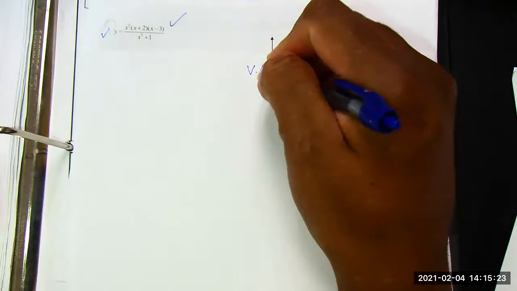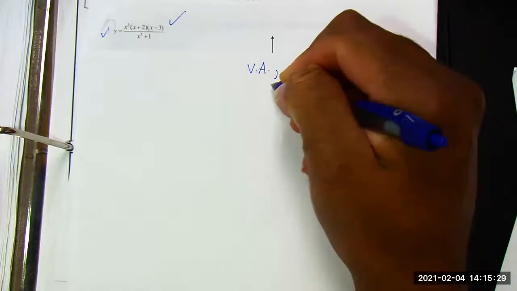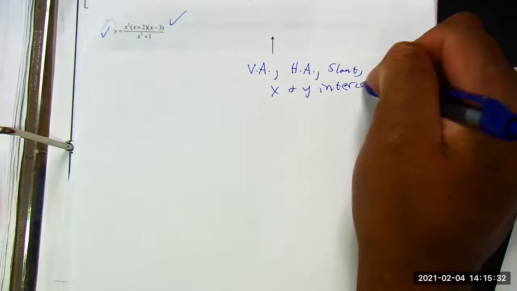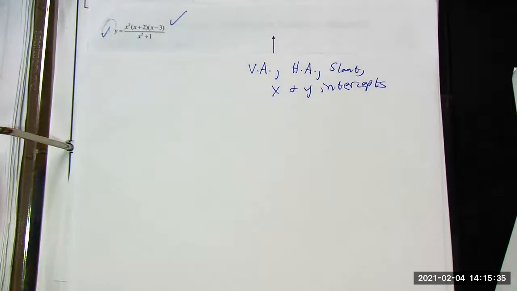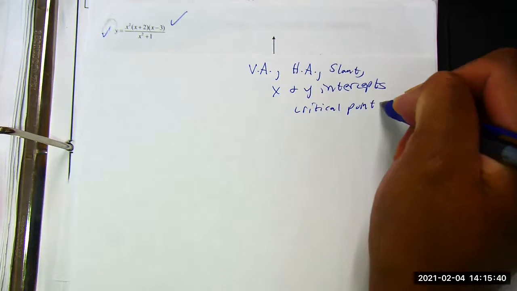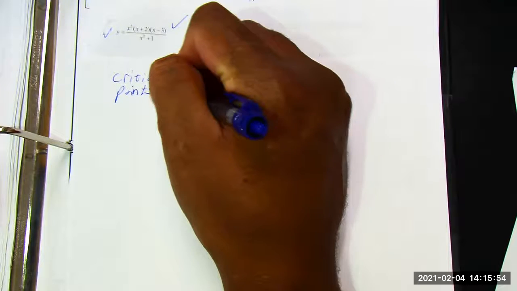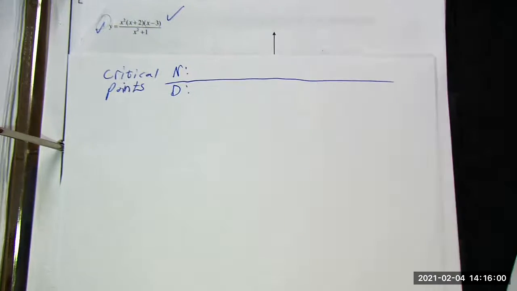So the first thing here is I'm going to get a list of, obviously we're going to need our vertical asymptotes, horizontal asymptote, or slant asymptote, our X and Y intercepts. Critical points are all a part of this. But I'm going to start off with my critical points, from our numerator and from our denominator. The critical points help us get the ball rolling, break the inertia.